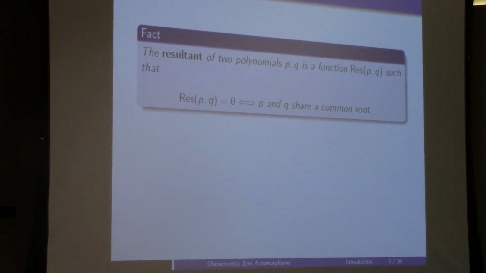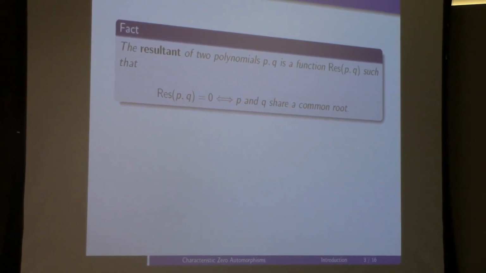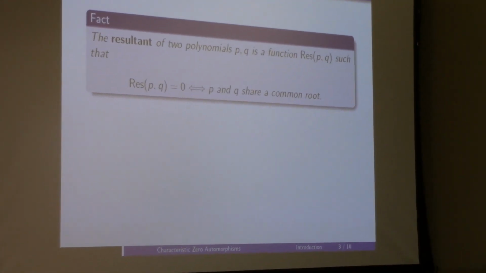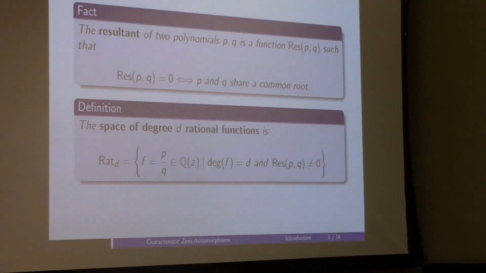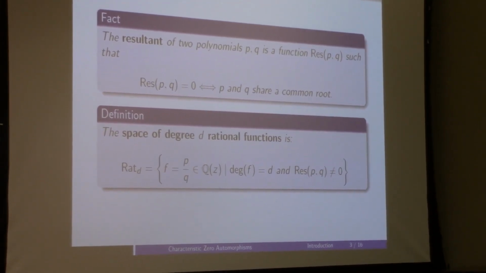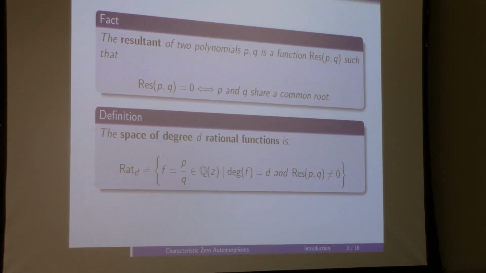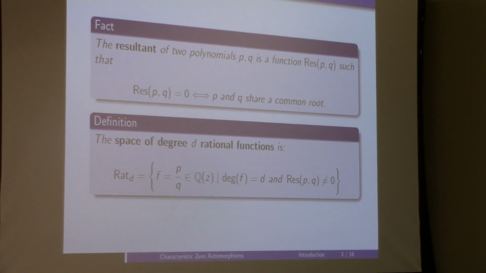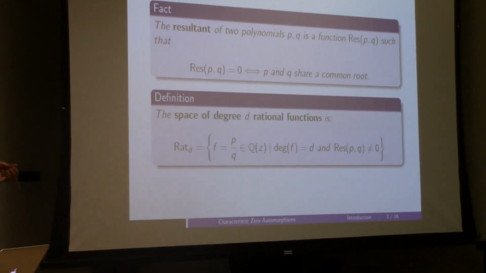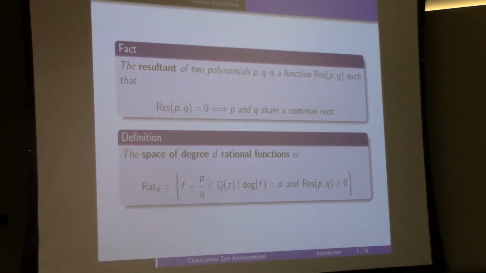Similarly, the resultant of two polynomials is a function, and all you have to essentially know is that it's zero if and only if the numerator and the denominator of the rational function share a common root. And so this motivates the definition for Rat_d. Rat_d is essentially those rational functions whose resultant is not zero and whose degree is d. And all this basically means is that you're canceling out all the common factors, so you're left with rational functions which have no common factors between the numerator and the denominator.